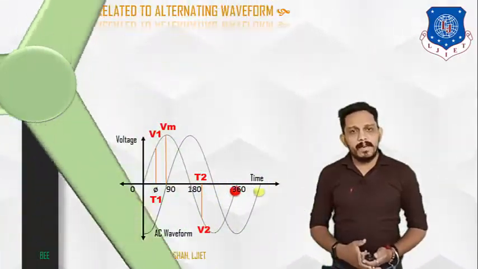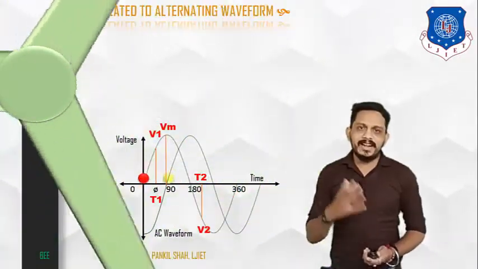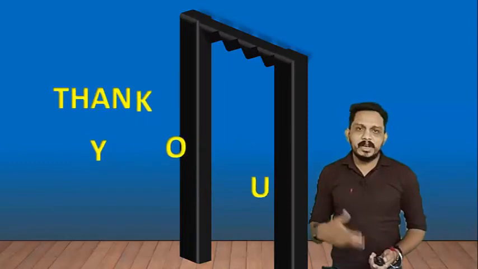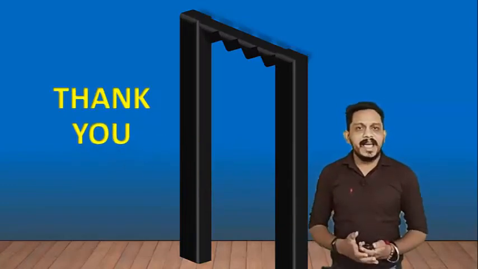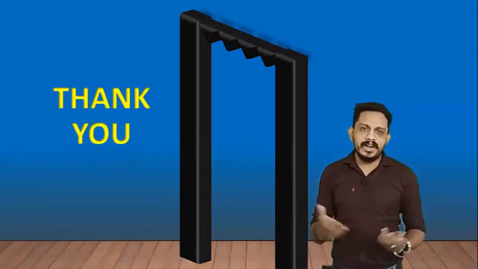So this was all about the definitions related to AC circuits. We will discuss some circuits and average value and RMS value related to those circuits.